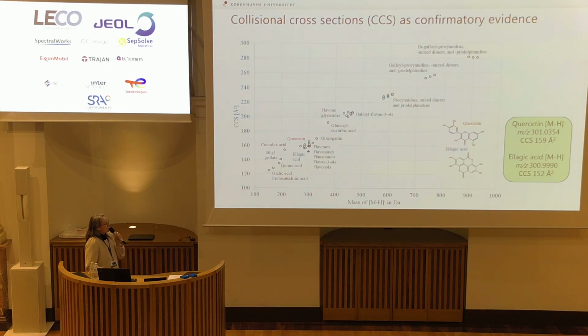And then we use the collisional cross-sections as confirmatory evidence, and you can really see a nice correlation here between the mass and the collisional cross-sections of everything we identified. As I said before, it's not super efficient for resolving isobaric molecules, but in some special cases it could resolve quite efficiently, for example, quercetin and ellagic acid, because ellagic acid has a very condensed structure. So they are almost isobaric, but they are separated in this single-pass IMS.